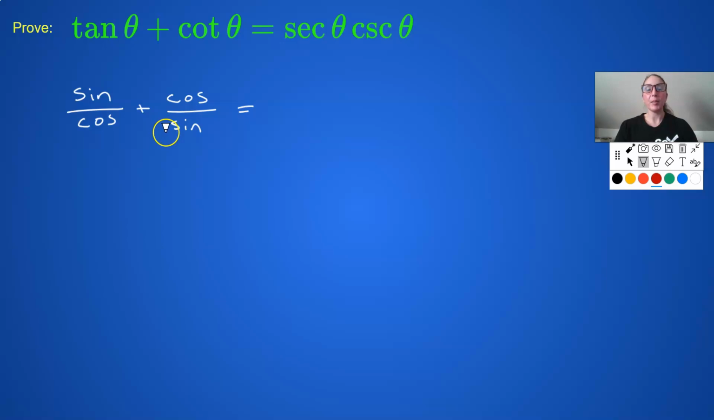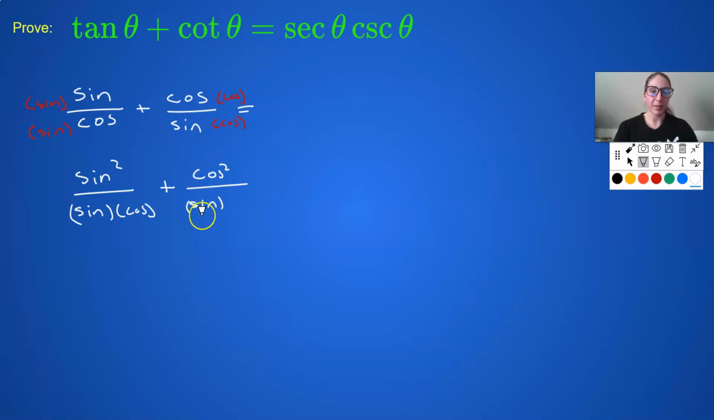Well, if you have two denominators that are relatively prime, how do you get a common denominator? You multiply them by themselves. So I'm going to multiply top and bottom here by sine. I'm going to multiply top and bottom here by cosine. So when I do that, I get sine times sine over here. That's going to tell me sine squared. In my denominator, I get sine times cosine. Okay. Cosine times cosine is cosine squared. And I have the same denominator now. Sine times cosine.